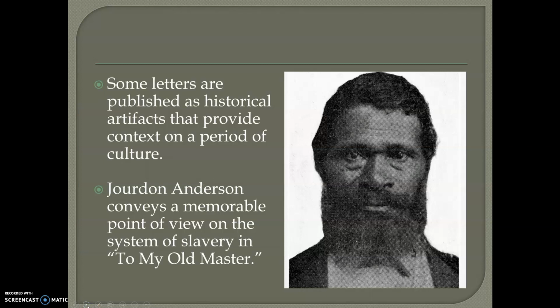Now, some letters are published as historical artifacts that provide context to a period of culture. Jordan Anderson's letter, the picture on the right is Jordan Anderson, conveys a memorable point of view on the systems of slavery, to my old master. Now, he's writing this letter addressing his old master, the person that owned him, okay? And we're going to read this next week, and we're going to look at some different characteristics of letters within this. But what's important to know is while this is a letter, it does give us a lot of details that today we would be so distanced from we wouldn't know.